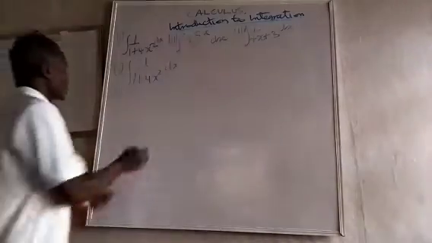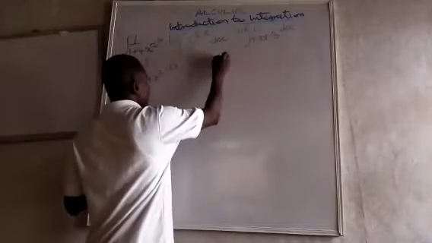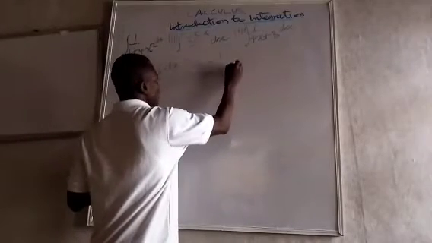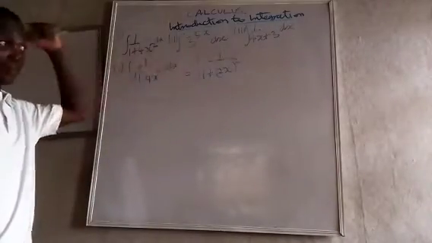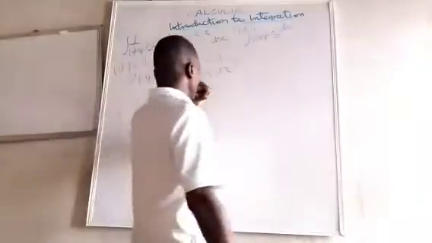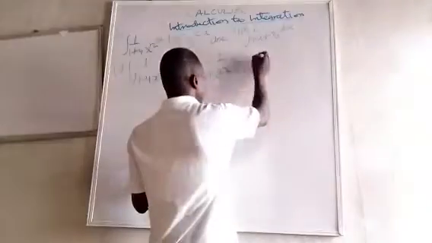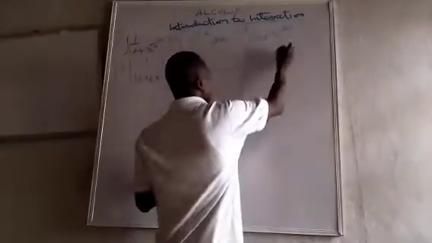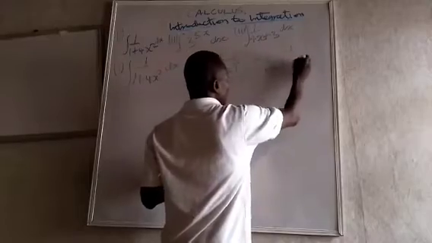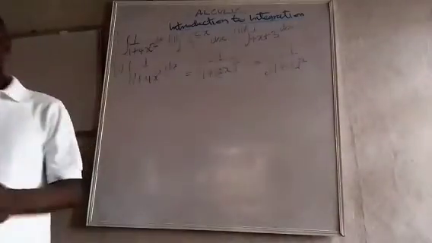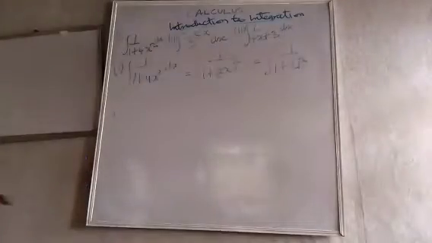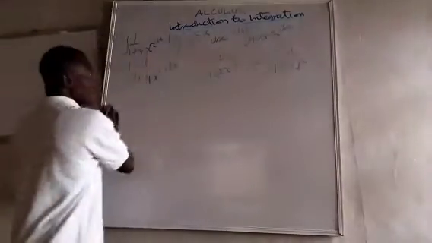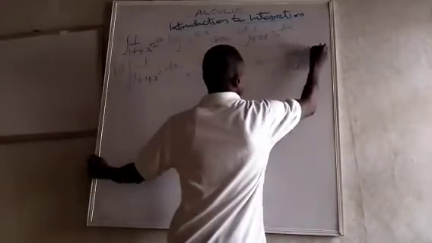So if you look at this, it gives us something like this, 1 over 1 plus 2x squared. And if you look at this, it is the differentiation of arc tan. So if you look at this, you can see 1 over 1 plus u squared. And then I can now say, looking at this, what is my u?